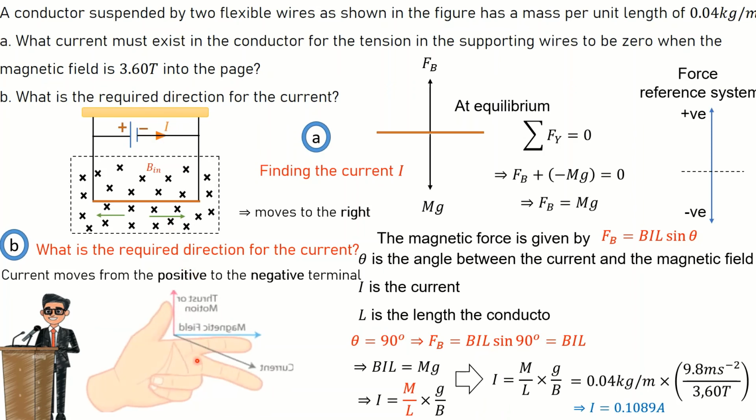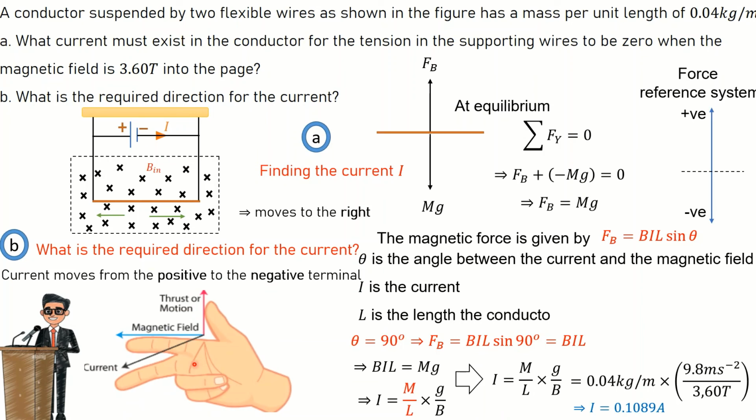We can also use the right hand grip rule. In this case, we have our magnetic field, which is this, pointing into the page. Since the magnetic field is pointing into the page, then the current is going to be pointing to the right, actually.